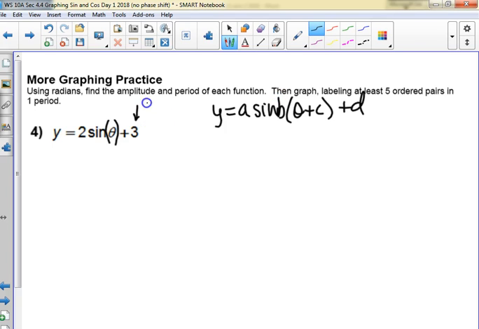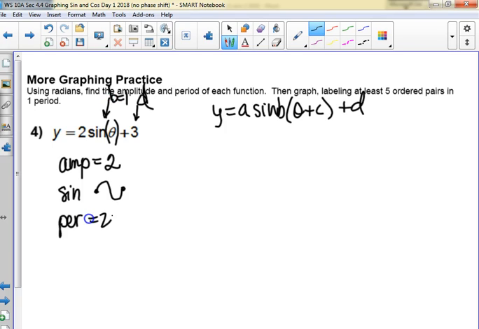So this is actually a d, which affects the vertical shift. It's not the number that changes the phase shift. So the amplitude is going to be what? 2. It's a plain old sine, so the shape is going to start at the origin and go up and down like this. What's the period? There is no b value. B is just 1, so the period is just 2 pi. And the d value is the vertical shift, up 3.